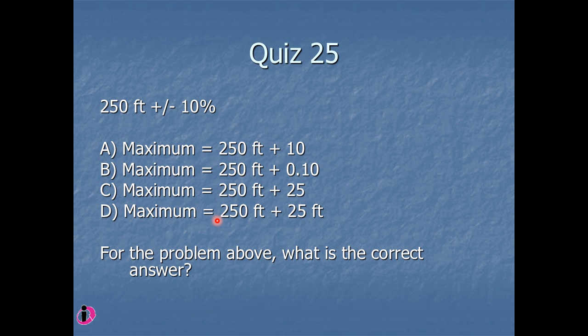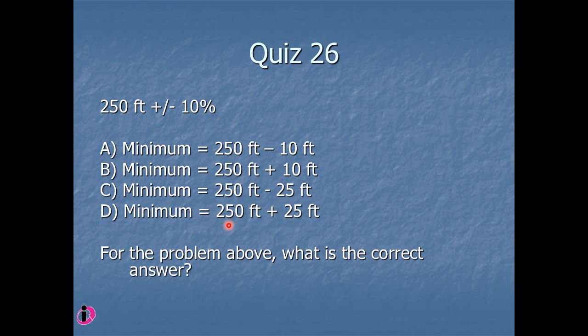So to get the maximum, because the question is asking for the maximum, the right answer is D. Now look at the difference between D and C. The only difference is that in C, you don't have any unit for the nominal value. Remember, in engineering discussion, we always need the unit. So the right answer is D. The maximum value would be 275 feet.